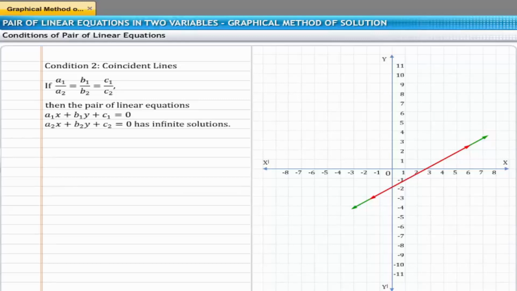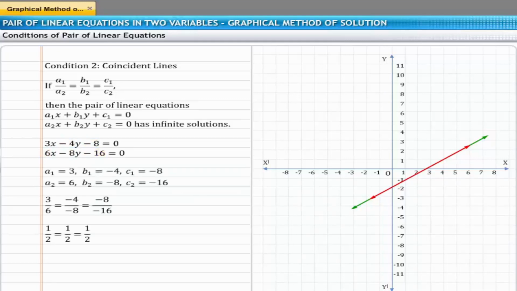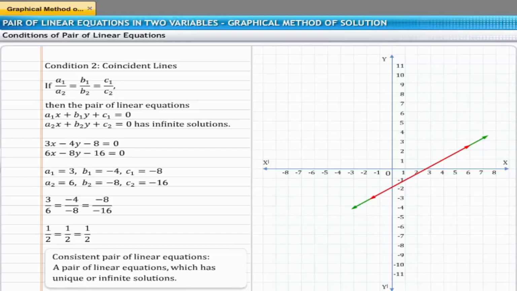Consider the pair of linear equations given here. On substituting the values of a1, a2, b1, b2, c1, c2 in the condition, you get 1 upon 2 is equal to 1 upon 2, which is also equal to 1 upon 2. This pair of linear equations has infinite solutions. A pair of linear equations which has a unique or infinite solutions is said to be a consistent pair of linear equations. See, the lines represented by the linear equations are coincident here.